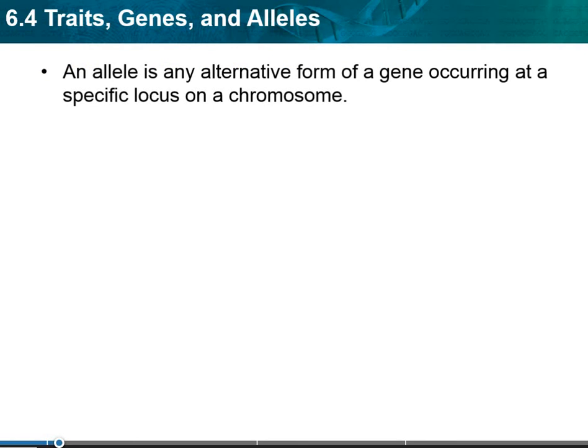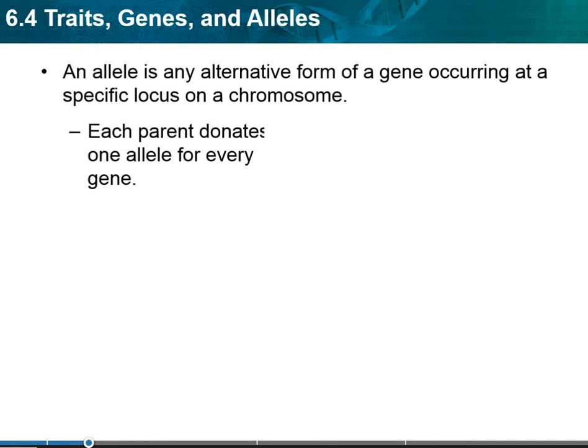An allele, I had mentioned this in the last section, is an alternate form of a gene occurring at a specific location on the chromosome. So each parent is going to donate one allele for every gene. So for example, if we're talking about the height of the plant, height is the gene, and the alleles would be tall or short.